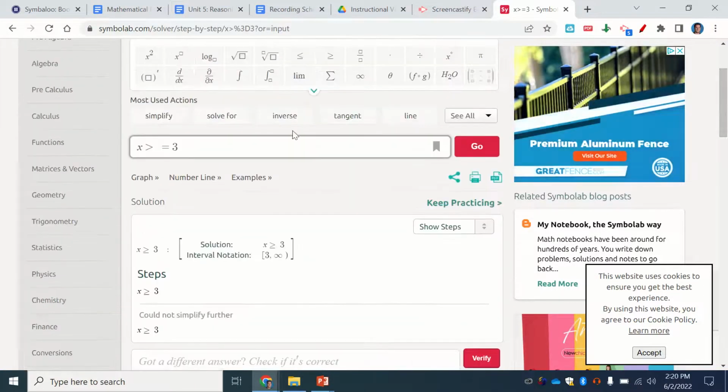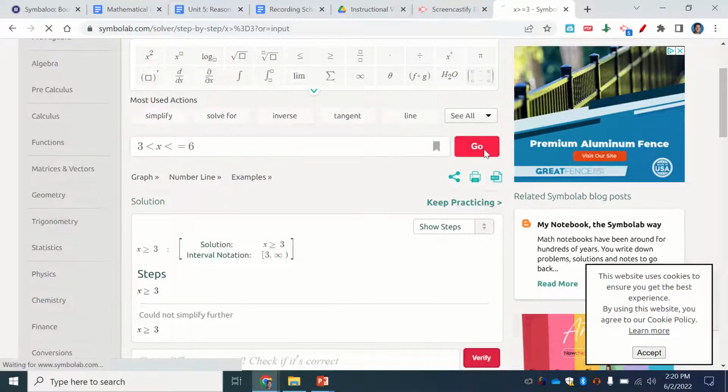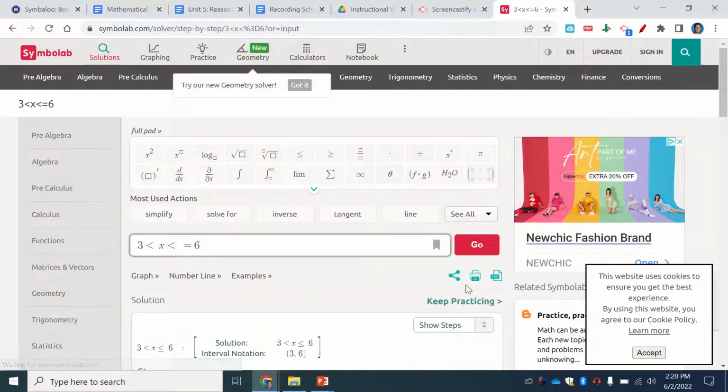Now we could do this in a number of ways. We could also do a compound inequality. So let's say it was 3 is less than x is less than or equal to 6. We go ahead and click go. It pops up with our solution here.